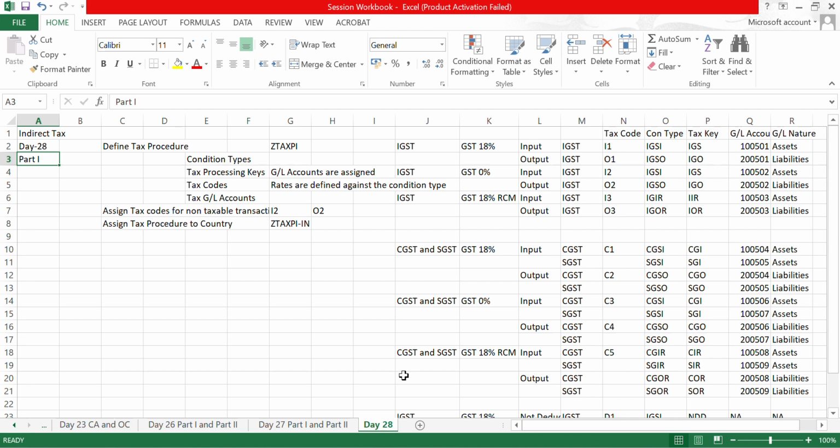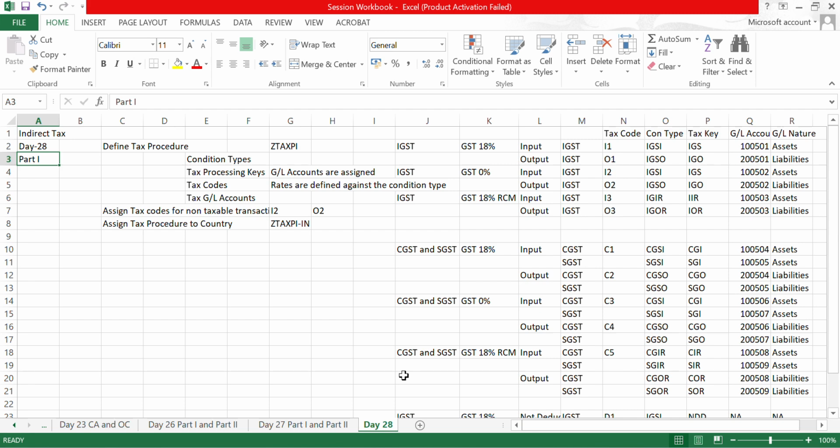Since we are operating in US and India, we must follow the tax laws in India for Indian company code and in US for US company code.